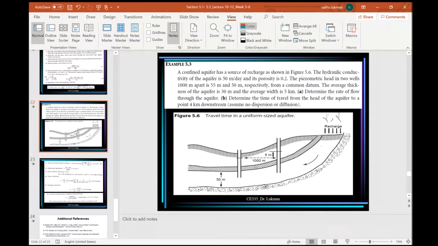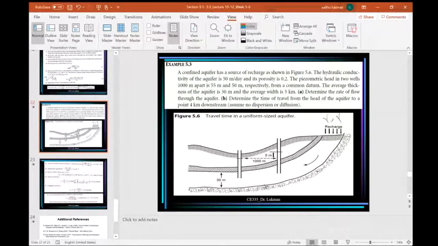The piezometric head in two wells 1,000 meters apart is 55 meters and 50 meters. So this is lower, this is 50 meters and this is 55 meters, because as flow occurs it is losing energy, so that's why it's not at the same height. From a common datum, the average thickness of the aquifer is 30 meters and the width is 5 kilometers.